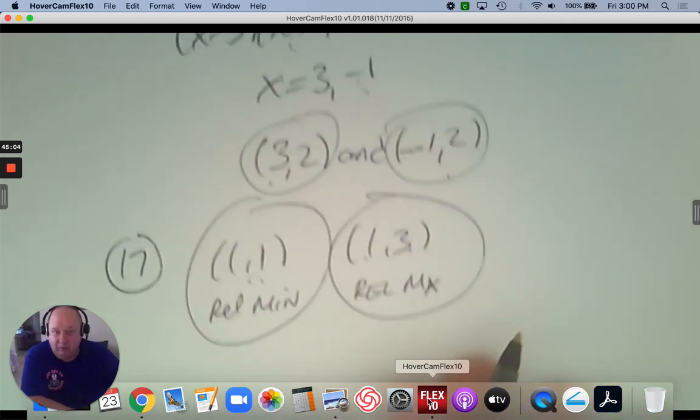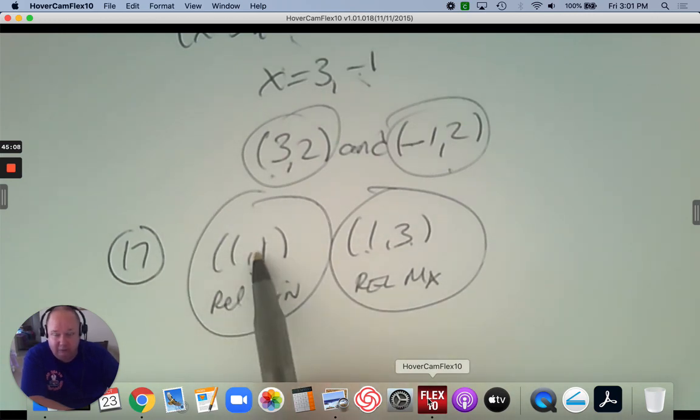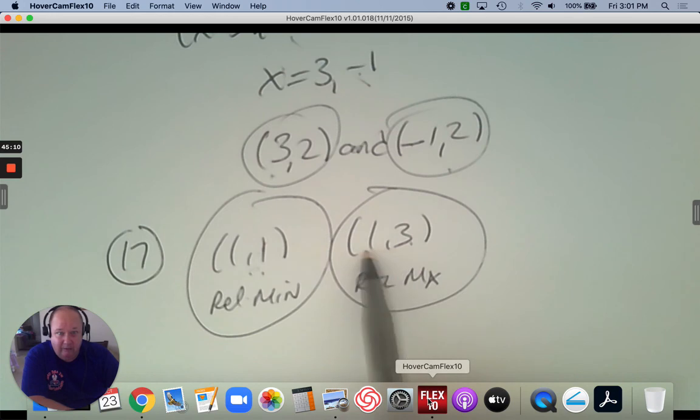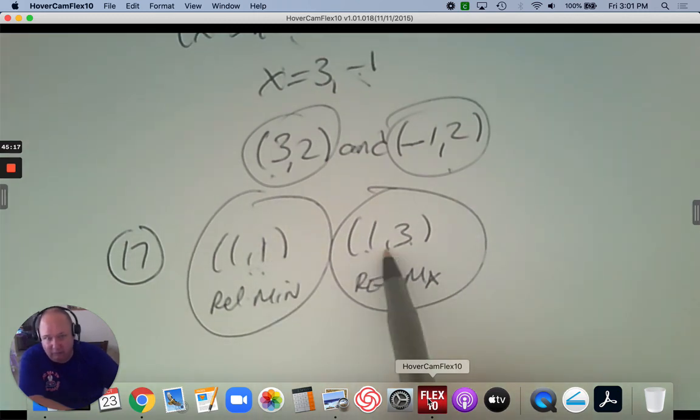So we've shown that these are turning points because when you plug in 1, 1, the derivative is 0. Plug in 1, 3, and the derivative is 0. So the lesser of the y-coordinates is the minimum, and the greater of the y-coordinates is the maximum.